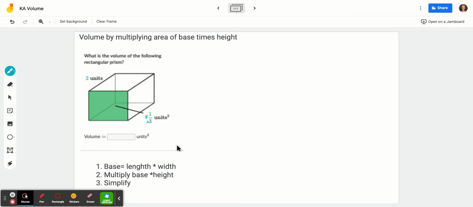3 times 7 would be 21, plus the numerator, 22/3. Volume equals base times height. It gives us the base as 22/3. The height is 2, so we still have to convert that into an improper fraction, 2 over 1. 22 times 2 would be 44. 3 over 1 would be 3.